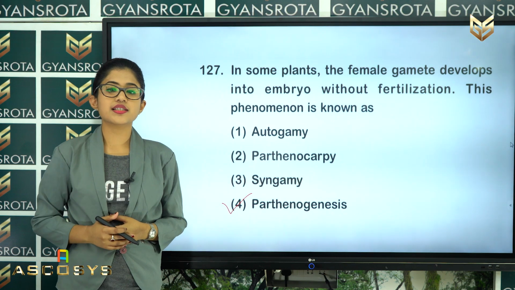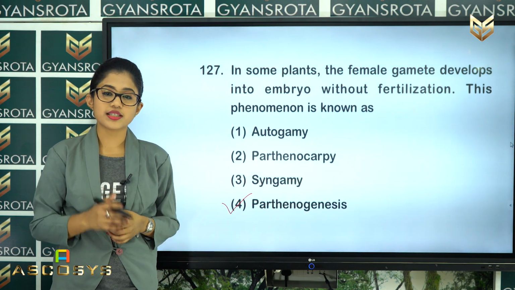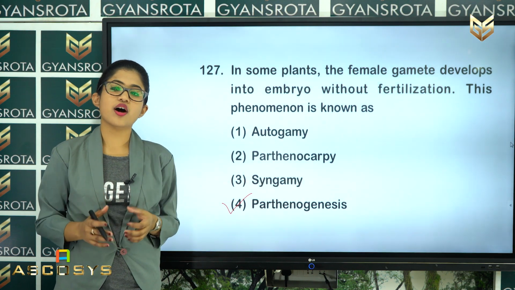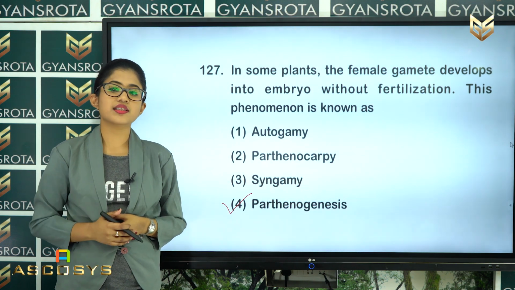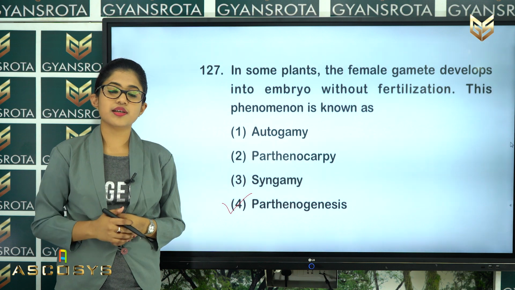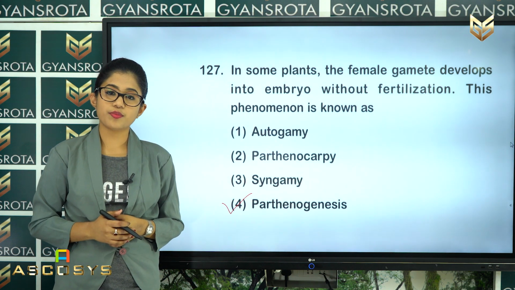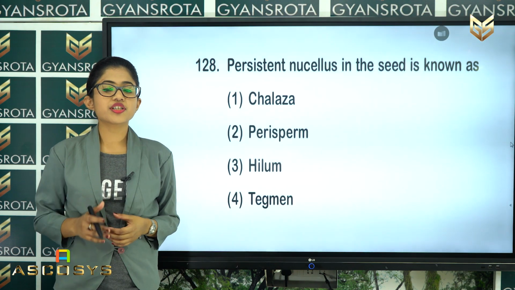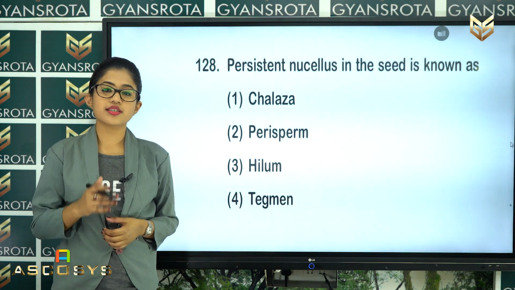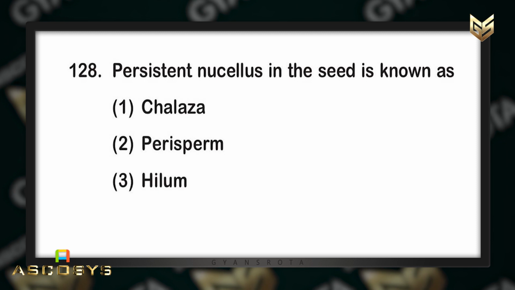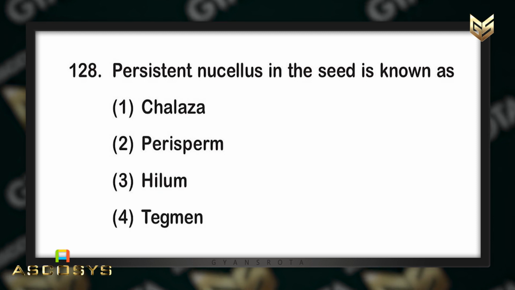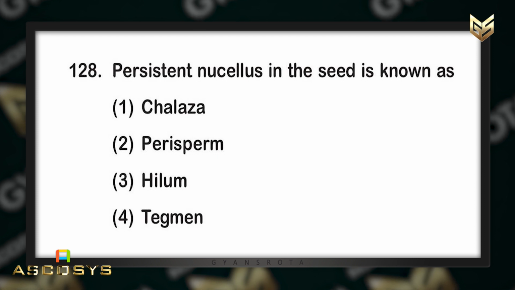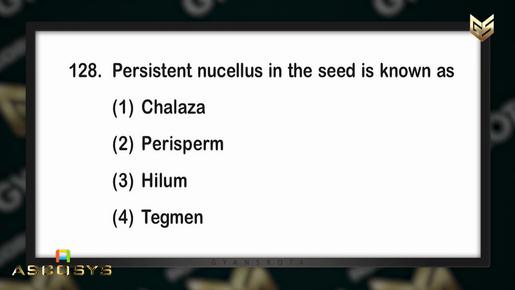So, parthenogenesis is the name of that process in which the female gamete produces an embryo without fertilization. We have got this in the chapter Sexual Reproduction in Flowering Plants. I hope you have remembered that. Now, let us see the next question. In question number 128, persistent nucellus in the seed is known as, there are 4 options given: chalaza, perisperm, hilum and tegmen.